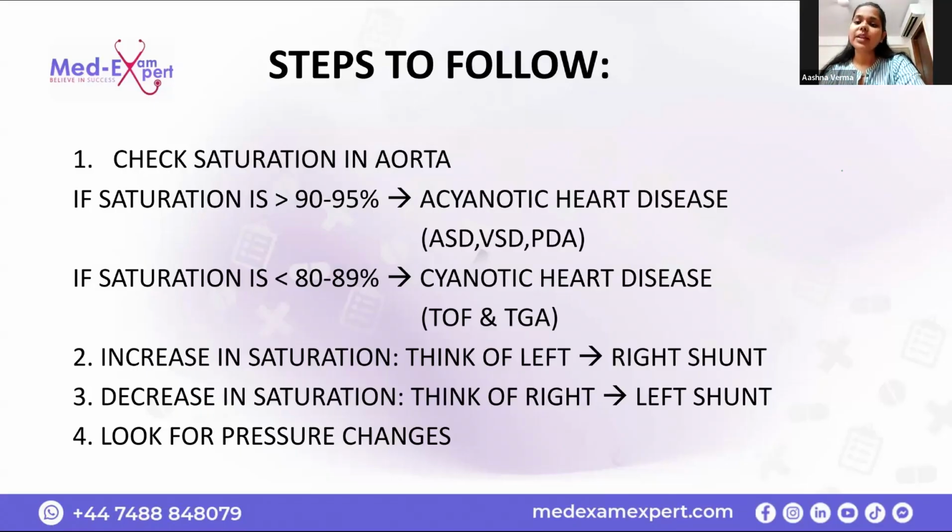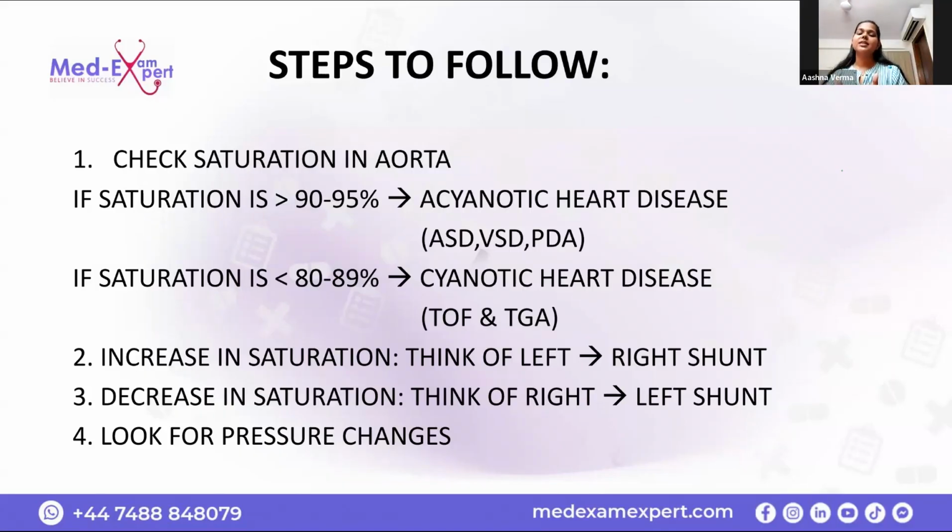So a normal saturation would be going towards acyanotic heart disease, which is ASD, VSD, and PDA. Then if the saturation is less than 80 to 89%, then we are dealing with cyanotic heart disease, which mostly consists of TOF and TGA. But there are other conditions also which they have now started asking. So the first thing first, you need to look at the saturation in aorta, which will at least narrow down your differentials to cyanotic and acyanotic.